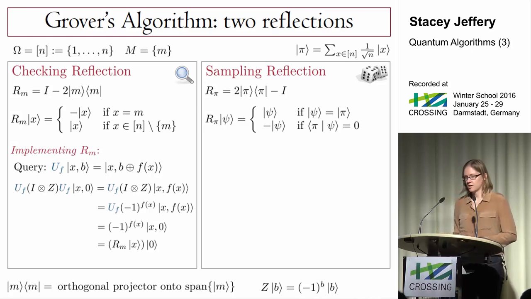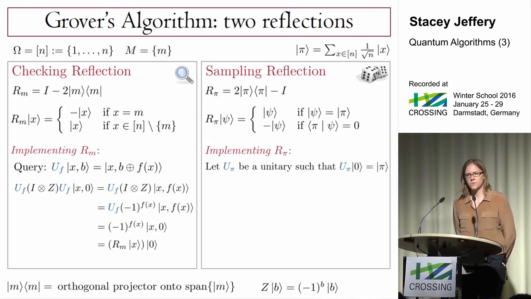Okay, now let's talk about how we would implement the sampling reflection. It's actually kind of similar. So we'll suppose we have some unitary u sub pi, which maps some zero state to the state pi. So this is saying that we have some way of starting in a nothing state. We just usually initialize states to be zero. We have some way of constructing a uniform superposition over the numbers from 1 to n. And this is not a difficult thing to do, but generally, if pi was some more complicated state, this would just be saying we have some unitary that allows us to construct the state pi. Okay, so mapping zero to something is really the same as constructing that something.